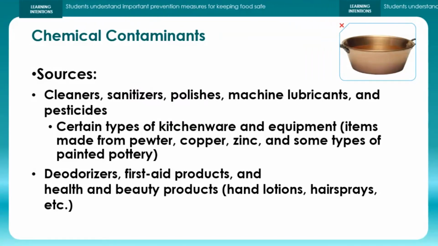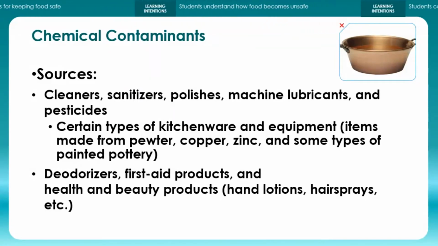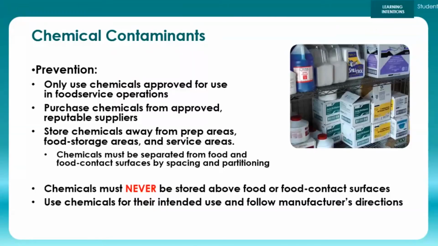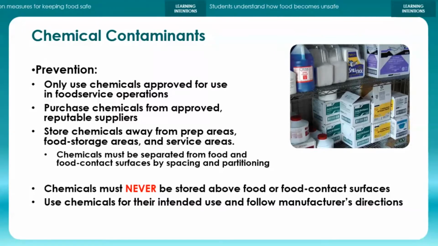And then we have deodorizers, first aid products and any health and beauty products like hand lotions and hairsprays. They can also be chemical contaminants of food. And the way to prevent it: only use chemicals approved for food service. Purchase your chemicals from approved and reputable suppliers.